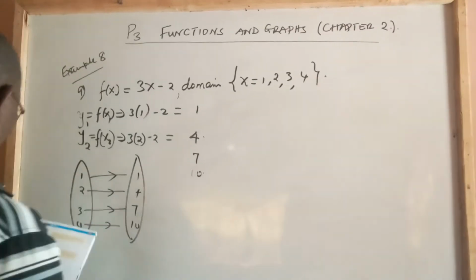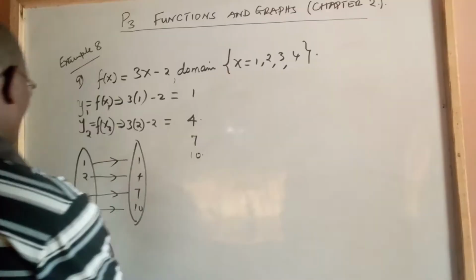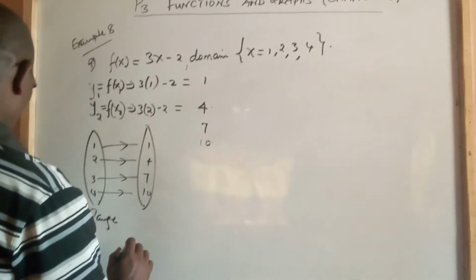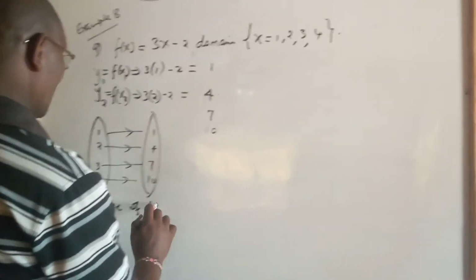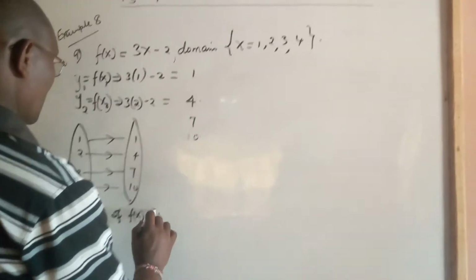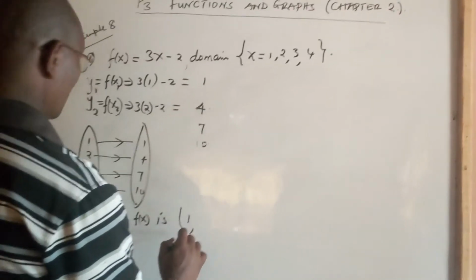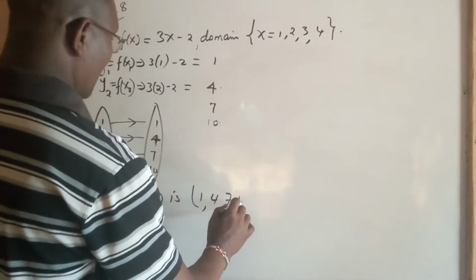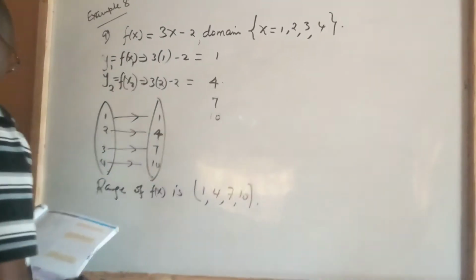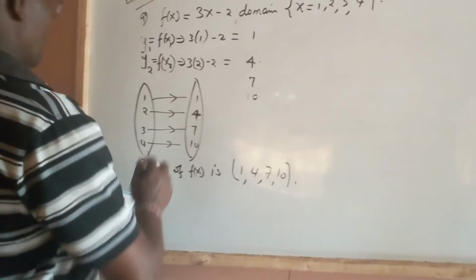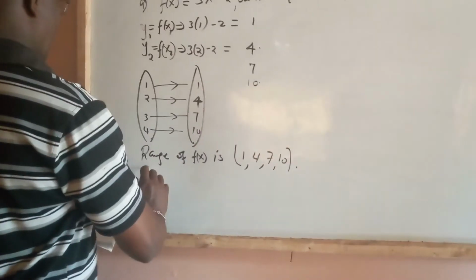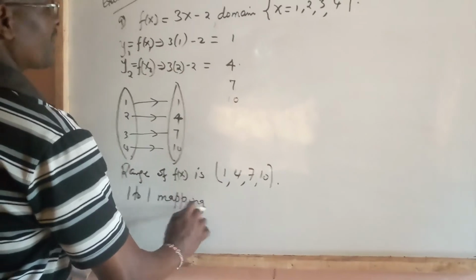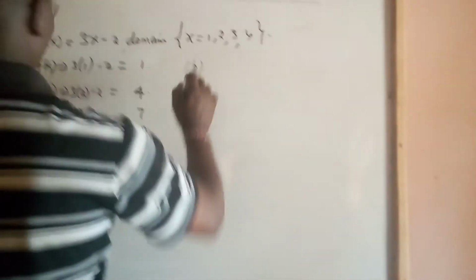So what can we say about the range? In this case now, the range, which is the value of y, the range of f(x) is 1, 4, 7, and 10. That is the range, or rather the possible values of y. Already you can see this is a 1-to-1 mapping. Let's look at part B.